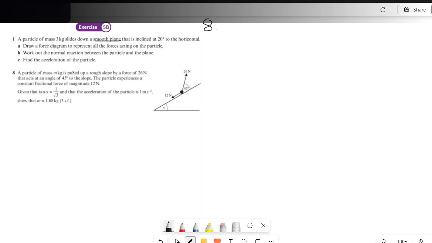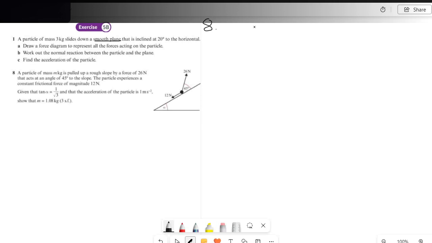So for number 8, a particle of mass m kg is pulled up a rough slope by a force of 26 newtons that acts at an angle of 45 degrees to the slope. The particle experiences a constant frictional force of 12 newtons. Given that tan alpha is equal to 1 by root 3 and that the acceleration of the particle is 1 meter per second squared, find and show that m is equal to 1.08 kg.